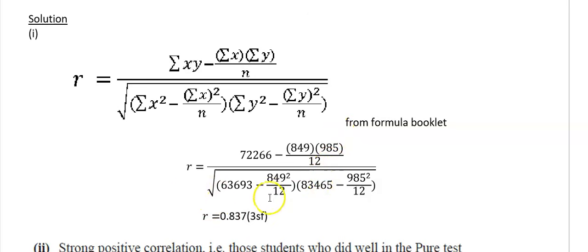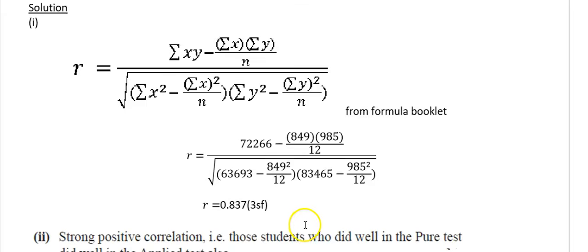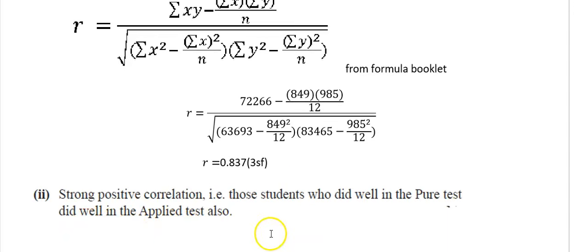And the bottom line is the square root of sigma A squared minus sigma A, all squared, over 12, and then sigma P squared minus sigma P, all squared, divided by your 12. When you work it out, you get r is equal to 0.837 to 3 sig figs, which indicates then a strong positive correlation.